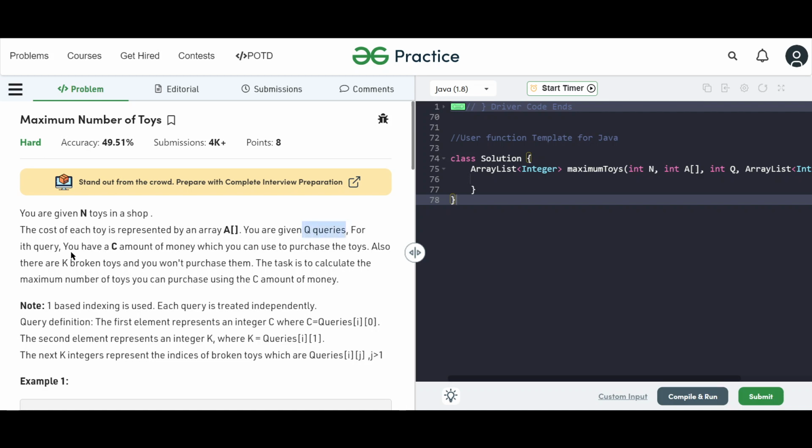One thing is the first thing in the query is the total budget that we have. Second thing is if there are any broken toys, and if there are, what are the broken toys? And the thing is, we won't be buying any broken toys. So after removing the broken toys, whatever different toys are left, we'll try to buy them within the budget that is given to us. And our goal is to find the maximum number of not broken toys, or the good toys, that we can buy for each and every query.